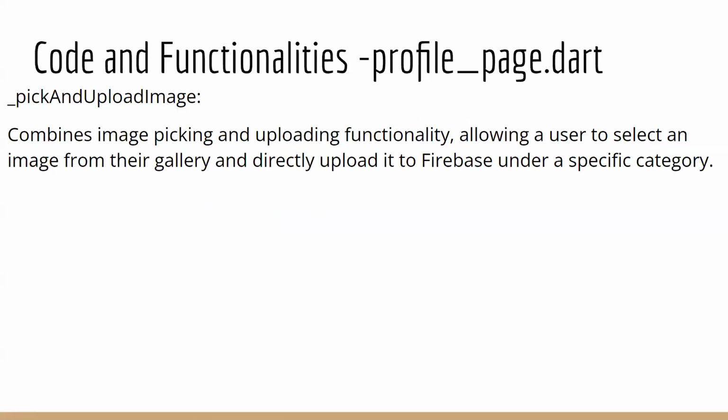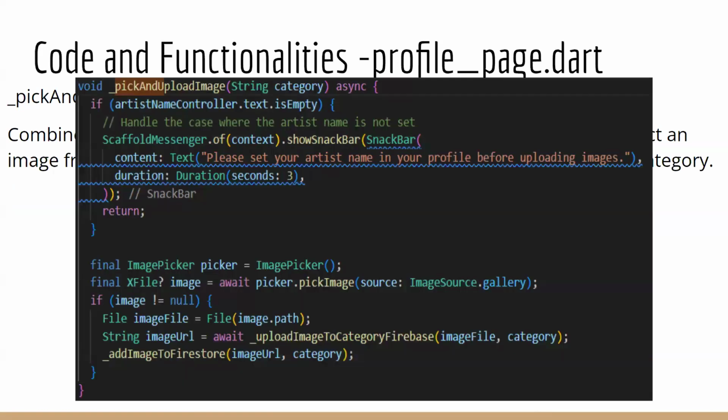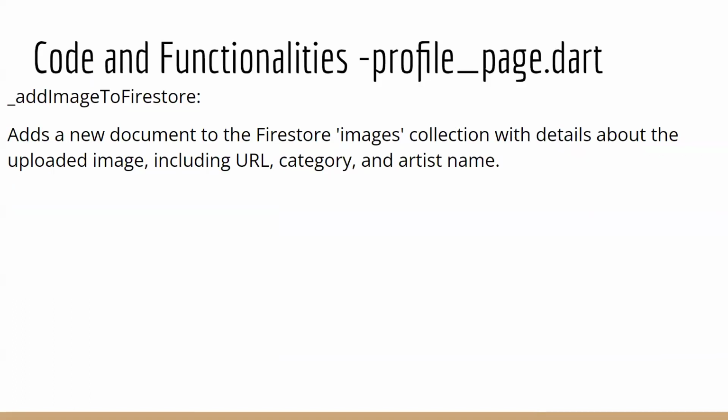Then we have the pick and upload image method, which combines image picking and uploading functionality. It allows the user to select an image from their gallery and directly upload it to Firebase. Here's the code for that, and I'll do a demo at the end so you can see all these methods in place.